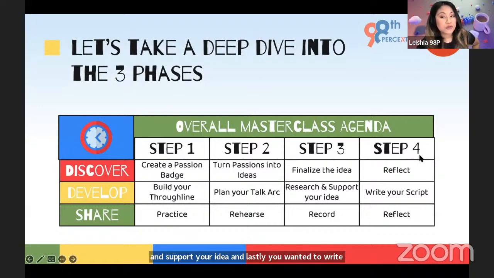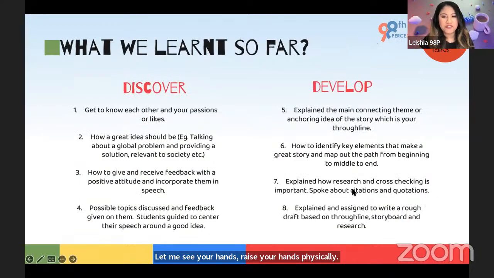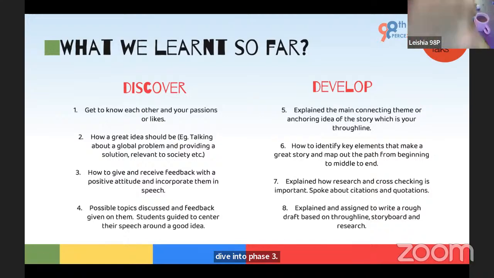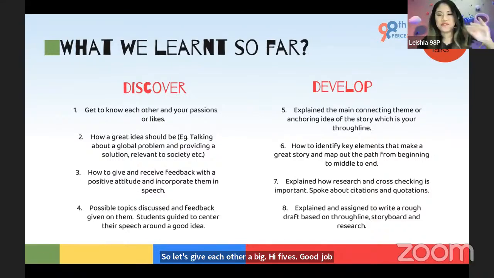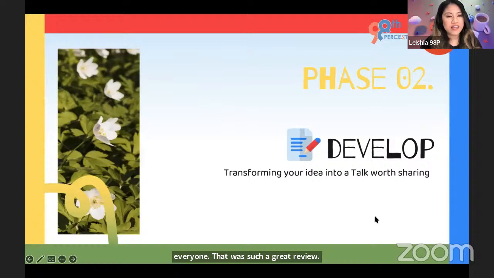As a show of hands, who here has their script written from yesterday? Let me see your hands. Raise your hands physically. Awesome. Great job, everyone. And now we're going to dive into phase 3. So let's give each other a big high five. Good job, everyone. That was such a great review. Okay, now let's begin the remaining explorations. The next phase is about developing how to transform your idea into a talk worth listening to and worth sharing.